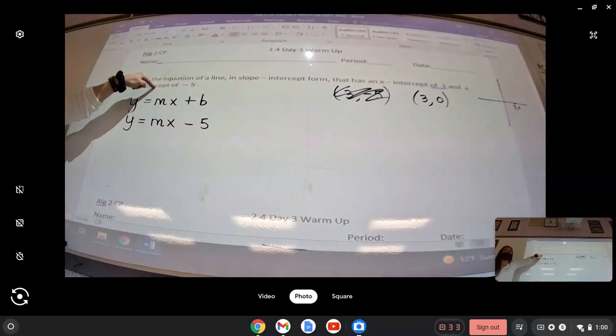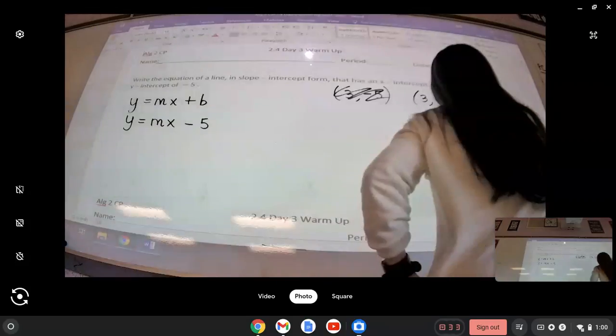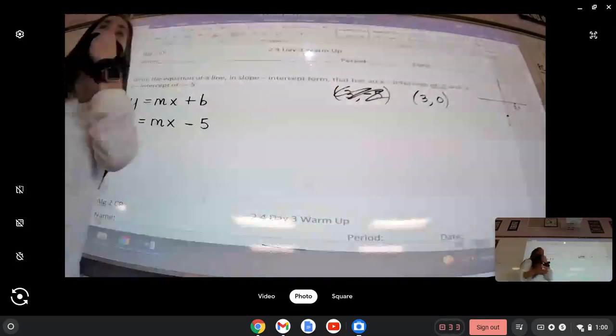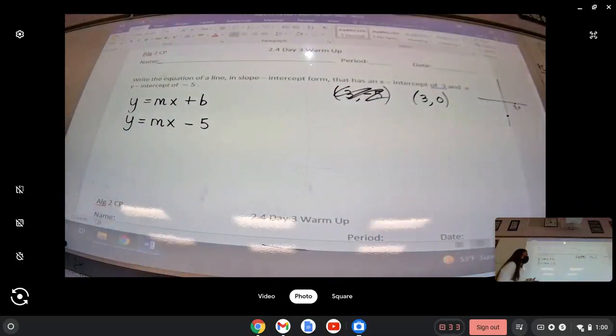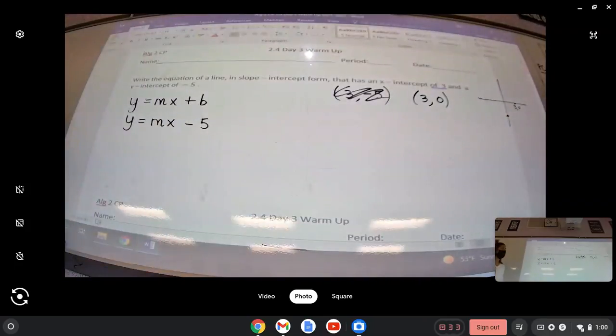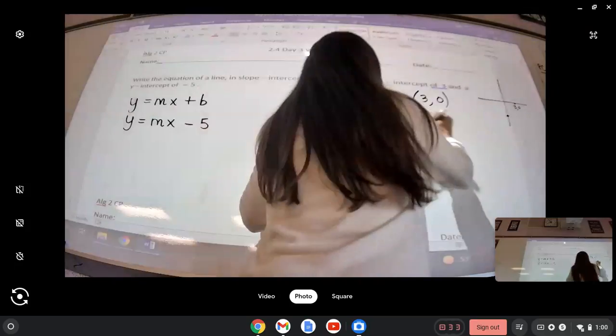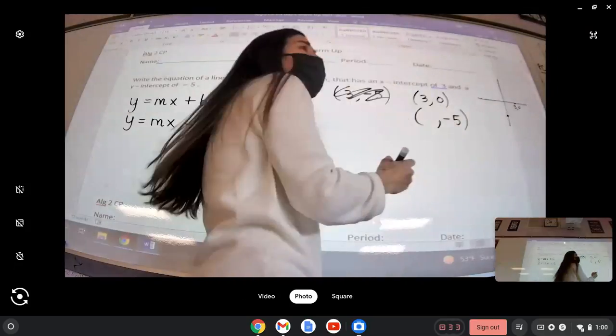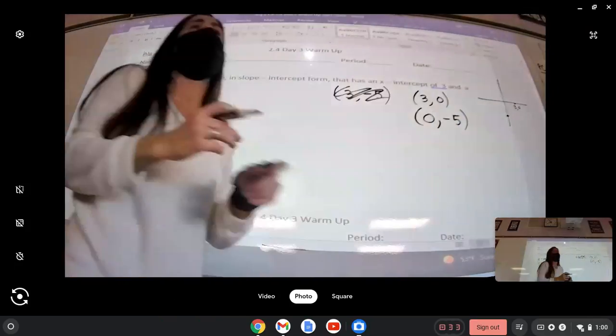Guys, if that's the y-intercept, that is the point where your line crosses the y-axis. He's right on the y-axis. What point is that? What ordered pair is that? (0, -5). If that's a y-intercept, then he clearly has a y-coordinate of -5, but his x-coordinate is 0.